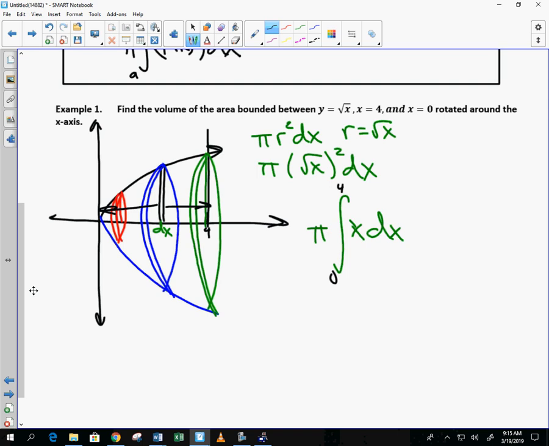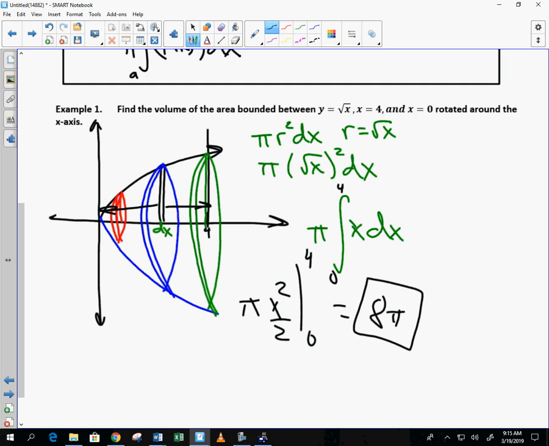All right? Well, what's the antiderivative of x? X squared over 2, so pi x squared over 2, evaluated from 0 to 4. Plug in the 4, 16 over 2 is 8. I get 8 pi. That's the volume.